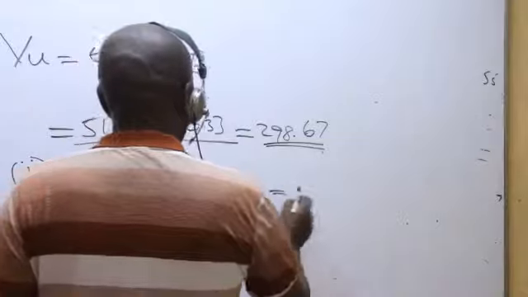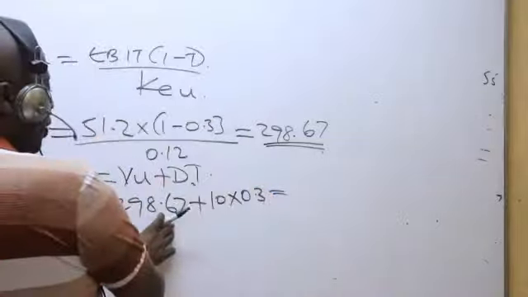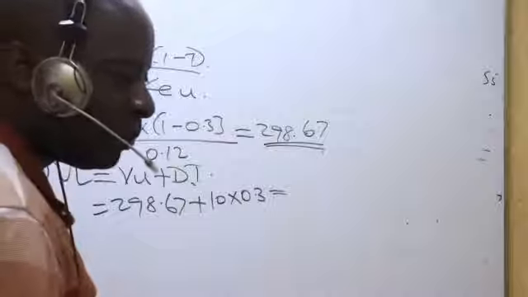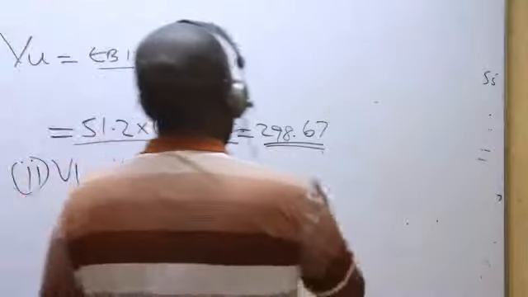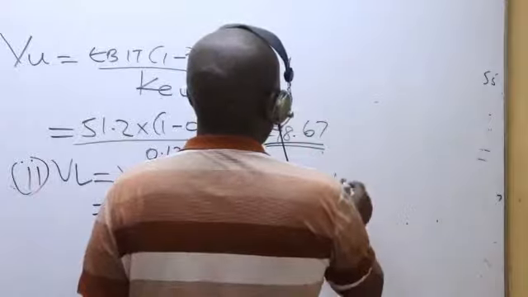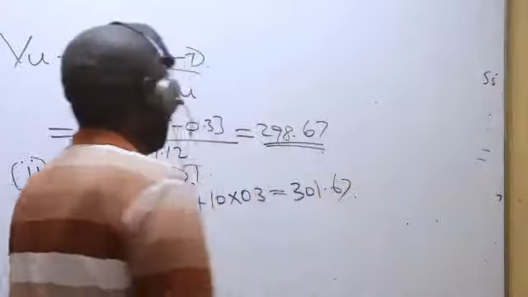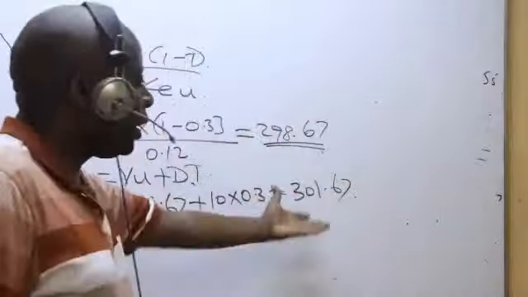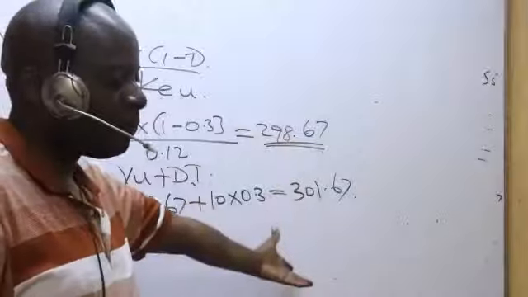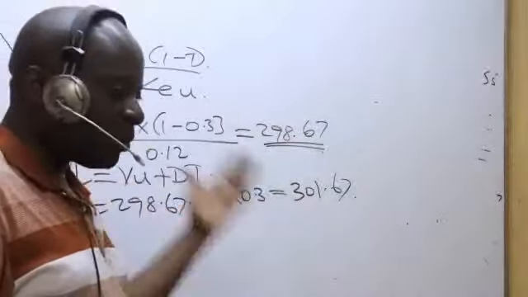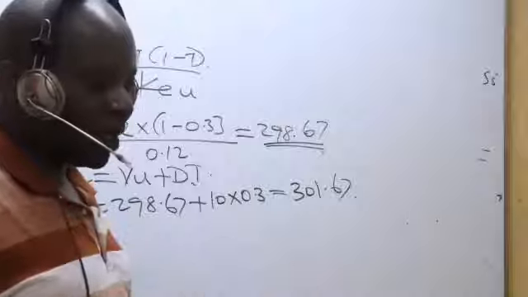So here you move slowly. This is 3 plus this. You give me 301.67. Even without being asked, I know the next thing will be for me to split. A levered firm must always be split.